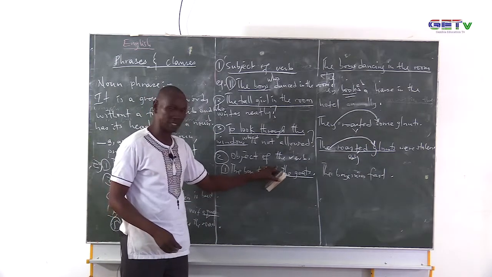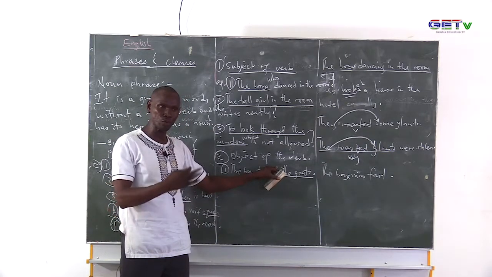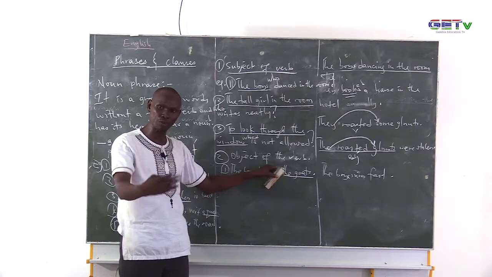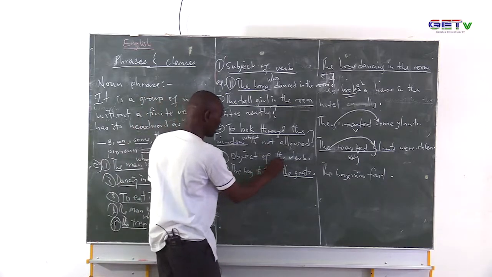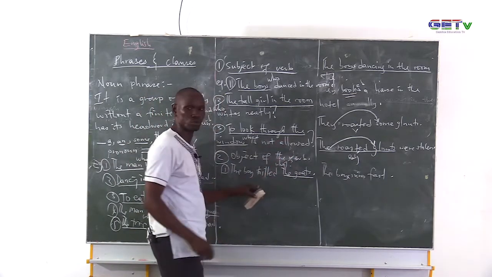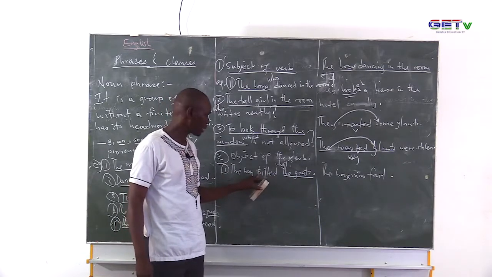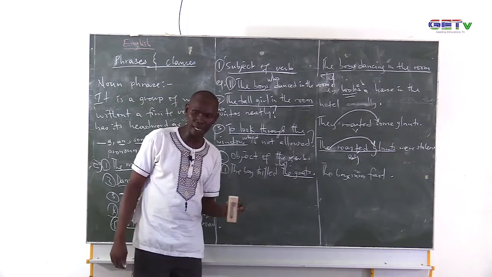The boy killed what? Take note. We said you can use who or what before or after the verb and make a question. If the underlined words have as answer, you know it is noun. The boy killed what? The answer is going to be the goats. So this is a noun phrase and it is object of the verb killed. So you take note. Let's look at example 2.